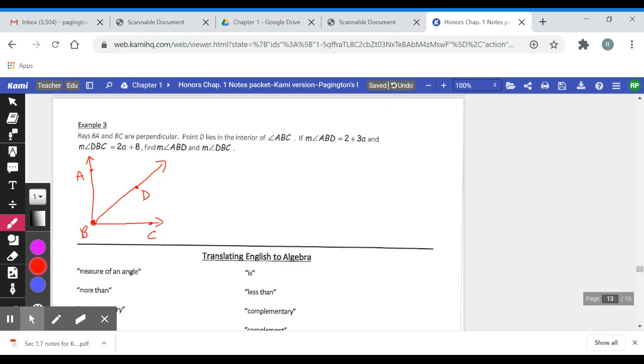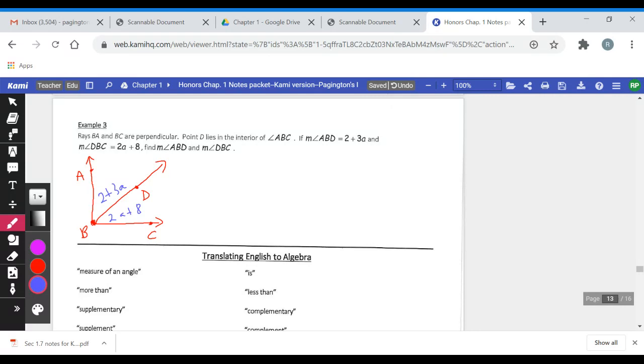So now it is saying that angle ABD is 2 plus 3A. So I want to fill that in. And it is saying that DBC is 2A plus 8. And they want me to find some things, but again, I'm not going to pay much attention to what they are asking me to find first. First, I want to set up a true equation, and I want to be able to solve for A.